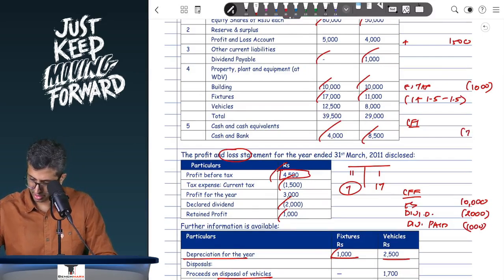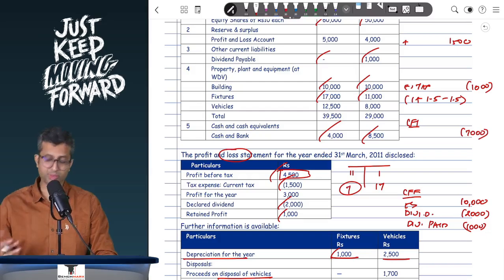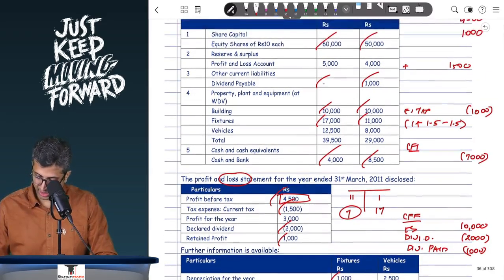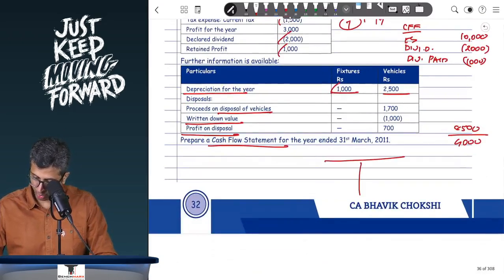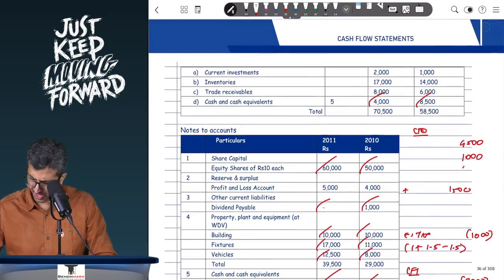This is cash flow from investing, must be furniture purchased. Then you have vehicles 8 से 12,500. So when I look at vehicles, your opening is 8, closing is 12,500. During the year कुछ depreciation हुआ है, कितना है? 2,500. You will add that back.